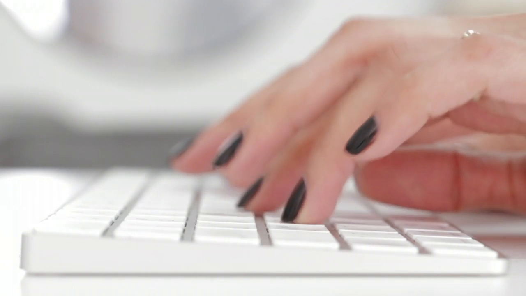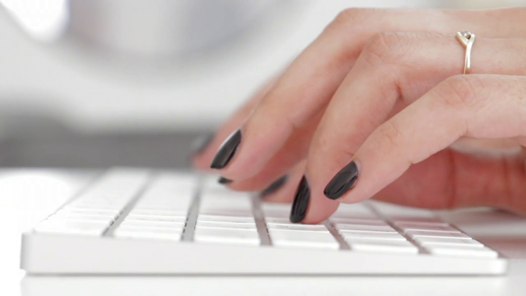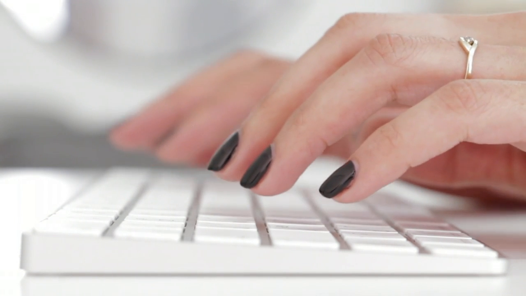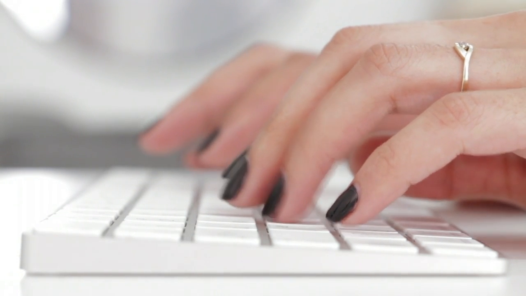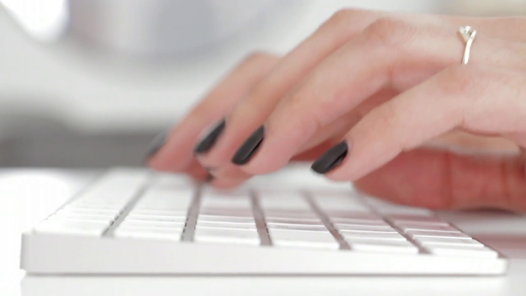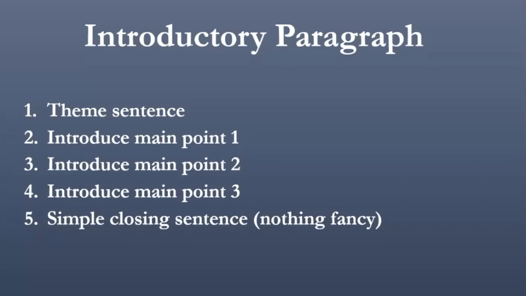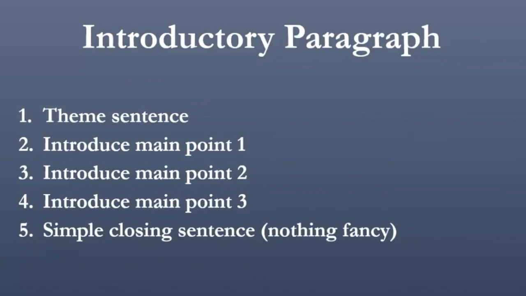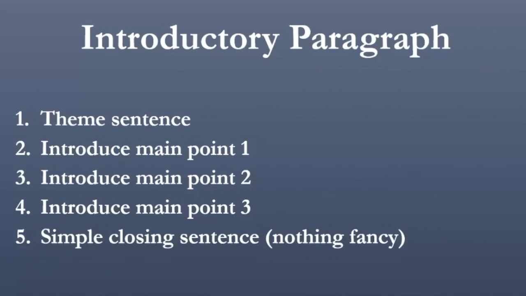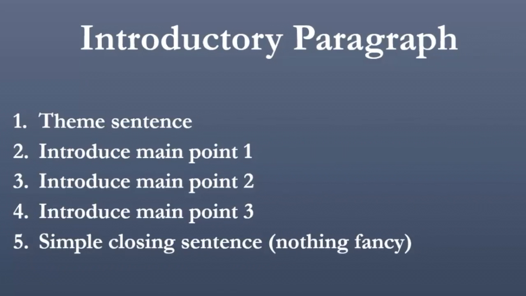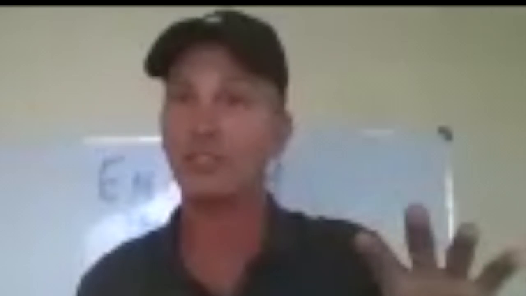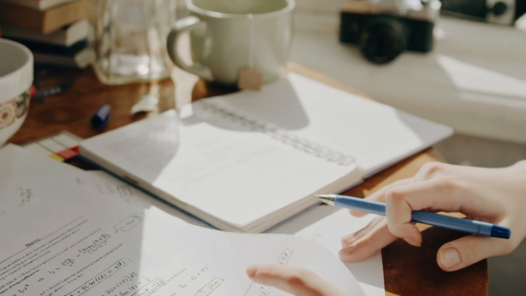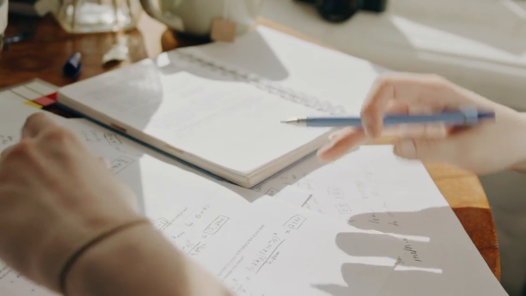Introduce main point 3. So now we have 1 or 2 sentences with a theme. We have 1 sentence for each of the introductions of the 3. So we're at 4, maybe 5 sentences. And then let's put a simple closing sentence. Don't get fancy, don't overthink it, don't make it complicated, just a simple closing. Now we have written our introductory paragraph, and most of our information for our body paragraph is done. We went from body to intro. Now let's jump down below and let's go to the conclusion.